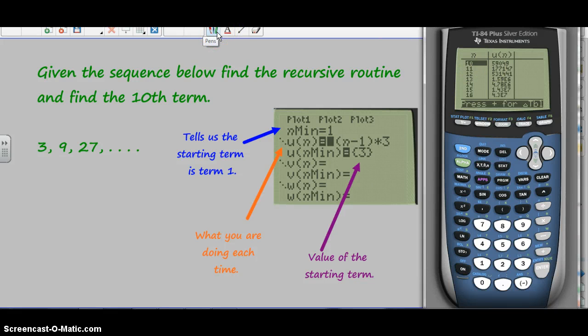I hope this helps you work with your calculator a little bit better, and I hope that you find it useful when working with sequences and jumping to terms that are farther along.